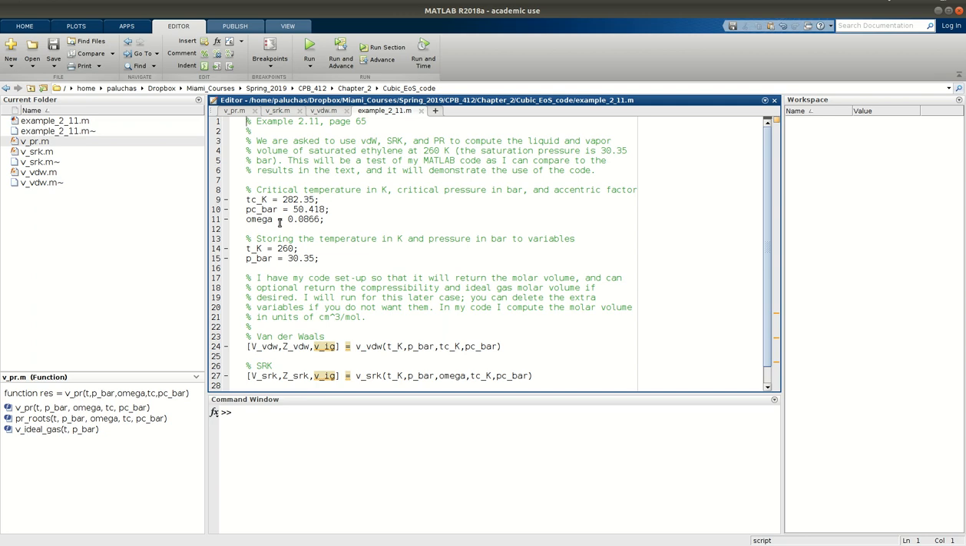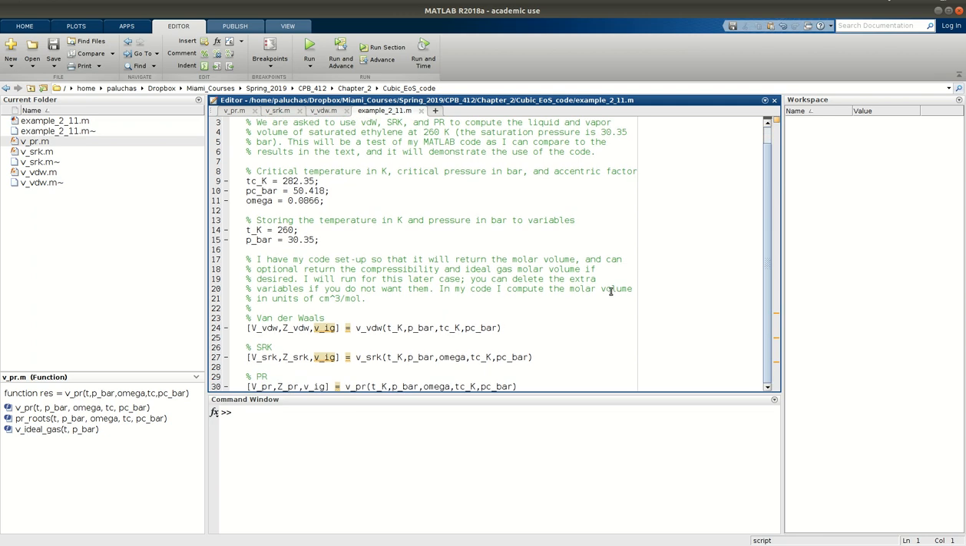If this were a different problem, you could go to the back of the book and look them up. Then I stored the temperature and pressure in bars, both to variables. These were provided in the problem statement. And then I call our functions as such.